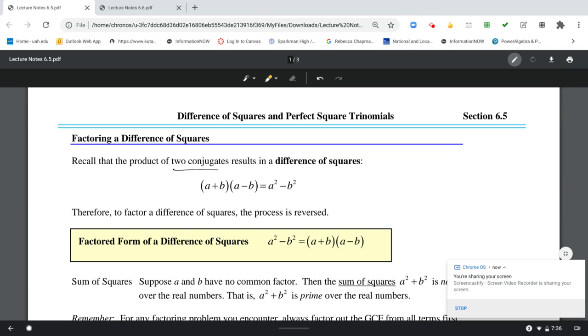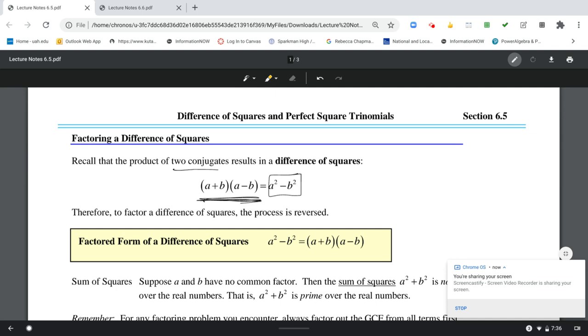So today we're going to talk about difference of squares and perfect square trinomial factoring. The first thing we're going to focus on is factoring a difference of squares. If you recall, the product of two conjugates results in a difference of squares. Conjugates have the same terms but different signs. So you've got a plus b in one parentheses and a minus b in the second parentheses. When you multiply those together, you just get a squared minus b squared.